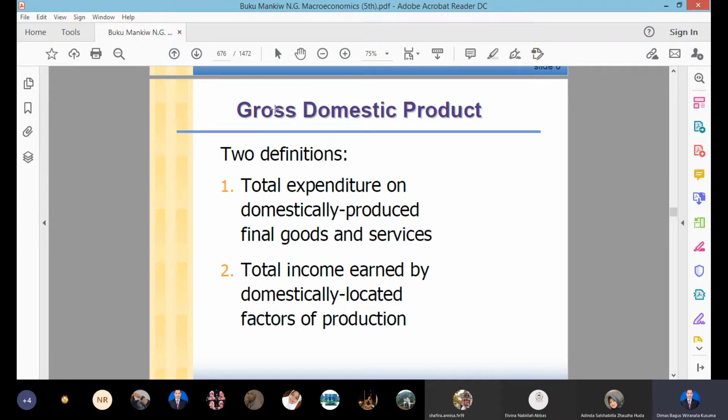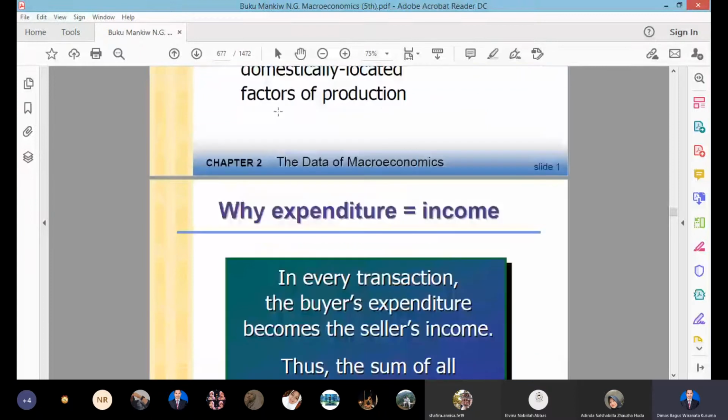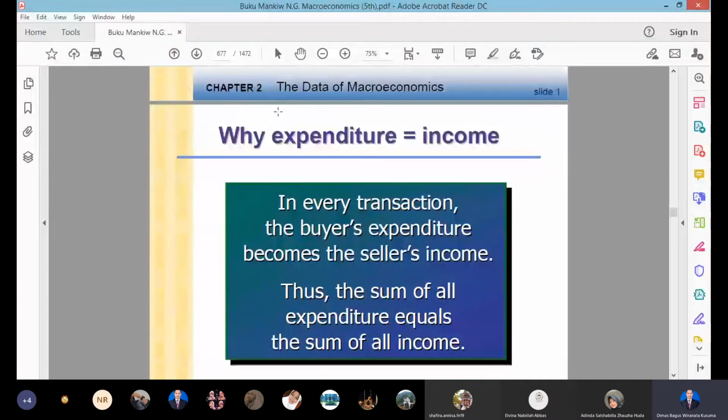Or maybe the income earned by the factors of production, such as land, labor, capital, or interest. And the second one is that expenditures actually equal income. Why? Because your income is your expenditures, and your expenditures are your income. Because in the economy, we believe in the cyclical flow of the economy.